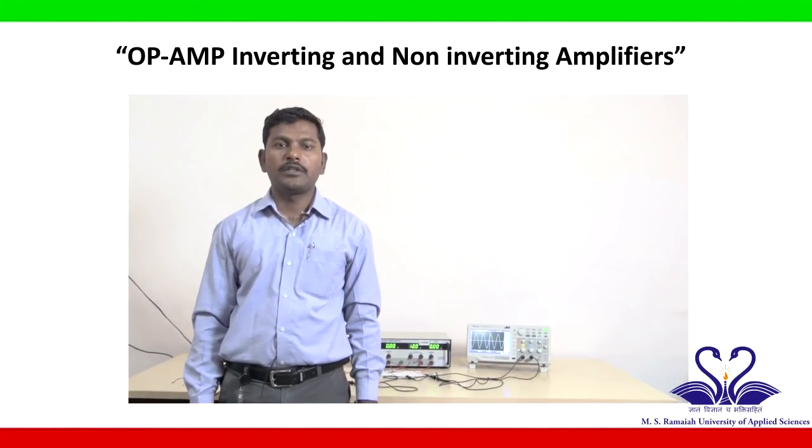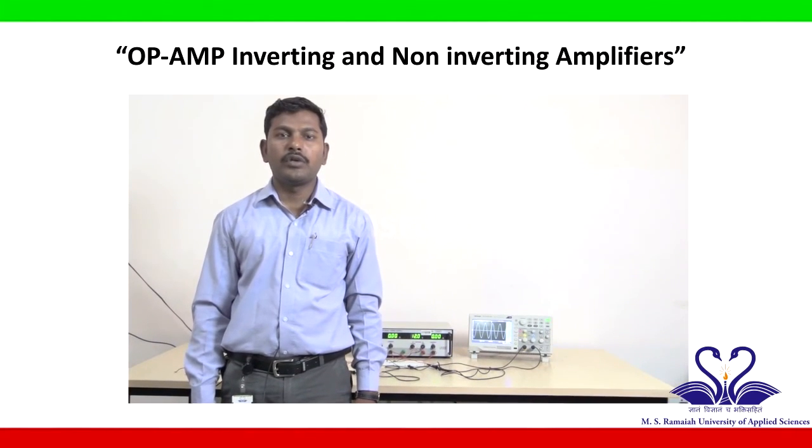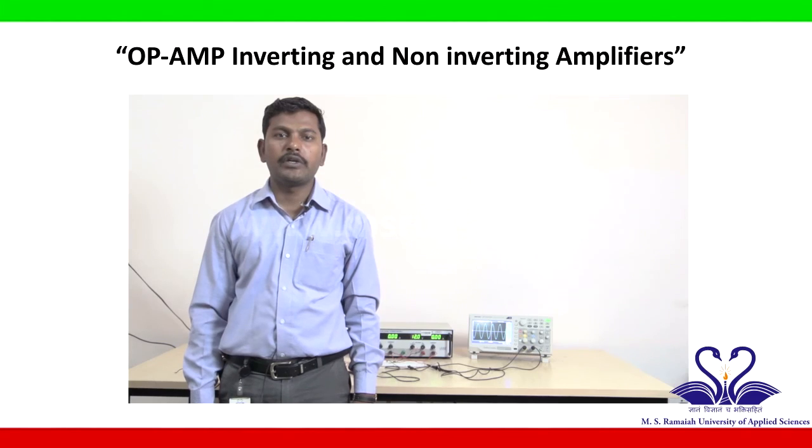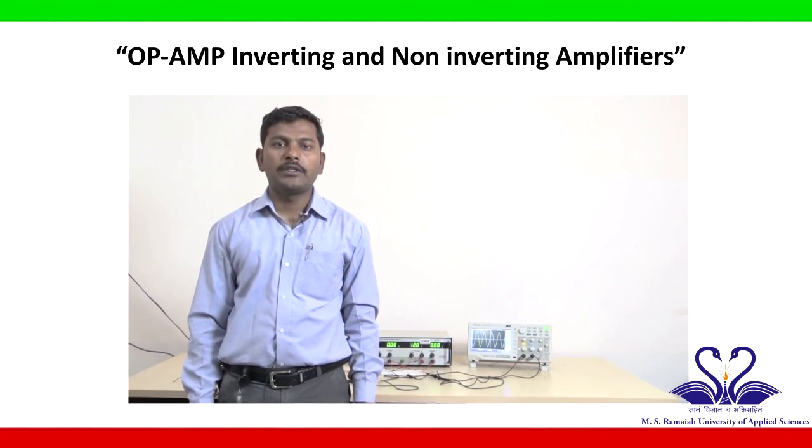Now we have finished the circuit connection of the op-amp based non-inverting amplifier, and also we have noted the input voltage and output voltage readings in the given tabular column. Based on those readings, calculate the practical gain and theoretical gain.